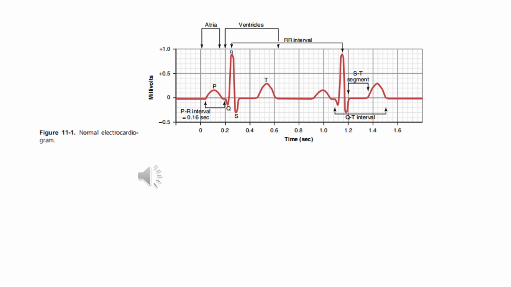PQ, or PR interval. The time between the beginning of the P wave and the beginning of the QRS complex is the interval between the beginning of electrical excitation of the atria and the beginning of excitation of the ventricles. This period is called the PQ interval. The normal PQ interval is about 0.16 second. Often, this interval is called the PR interval because the Q wave is likely to be absent.